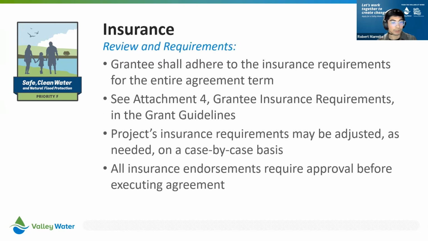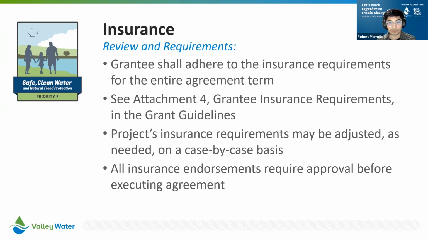Moving on to our last requirement, we do require insurance for the entire agreement term. So on attachment 4 in the grant guidelines, it lists out the different types of grantee insurance requirements. You can send this attachment to your broker to get a quote and an idea of how long it will take to get all of those endorsements.